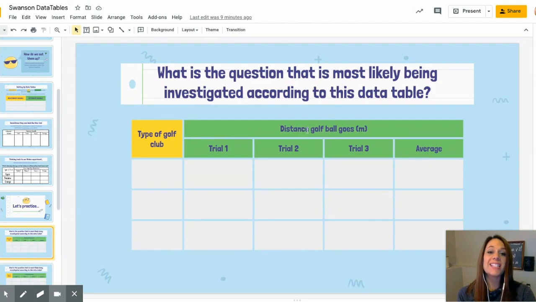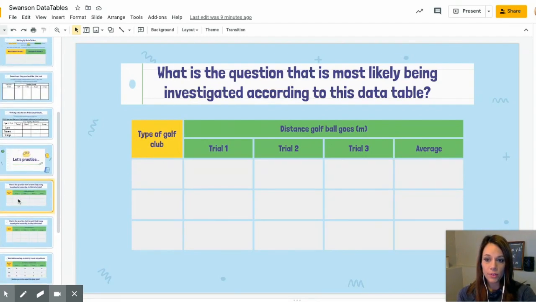Does it affect the distance the golf ball goes? So in this experiment, the person running this looks like they're testing maybe 3 different types of golf clubs, and they're hitting the ball 3 different times with each type of golf club, and then finding the average distance that each of those golf clubs allows the ball to be hit. So how does the type of golf club affect the distance a ball goes? That would be that question.